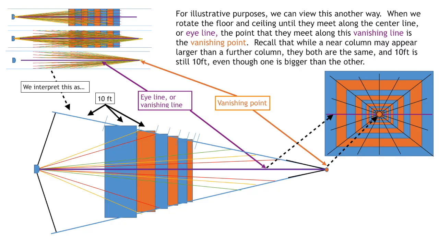So for illustrative purposes, we can view this another way. When we rotate the floor and ceiling until they meet along the center line, or we'll call it the eye line, the point that they meet along this vanishing line is the vanishing point. And recall that while a near column may appear larger than a further column, they both are the same. And 10 feet is still 10 feet, even though one is bigger by being closer than another, which is further away. So I'm trying to represent that here by converging the floor and ceiling in that bottom diagram. I do so by basically rotating those black lines from the eye, being the vertical field of view at around 65 to 68 degrees, rotating them to that amount, and then the ceiling and floor essentially rotate down to meet a central point or vanishing point.